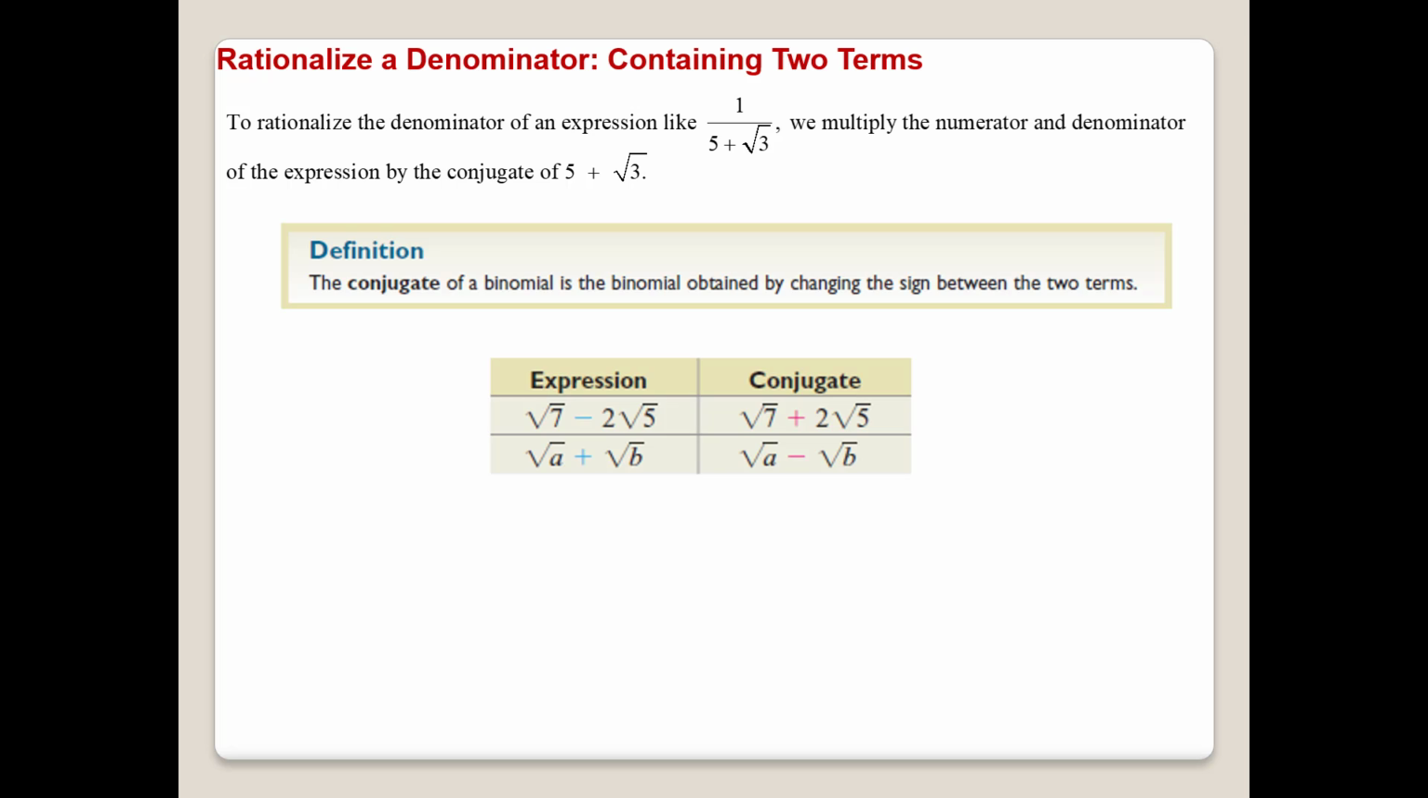So in this case, if you were to look at the expression square root of 7 minus 2 times square root of 5, the conjugate would be the same thing, but with a plus in the middle. If you have square root of a plus square root of b, the conjugate is square root of a minus the square root of b.